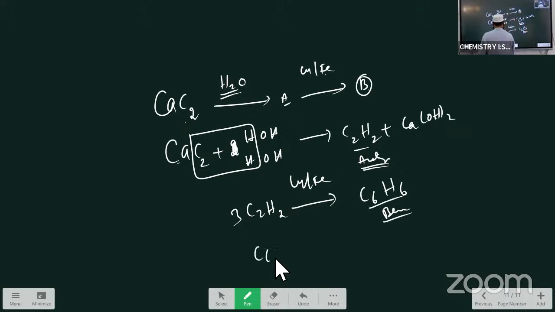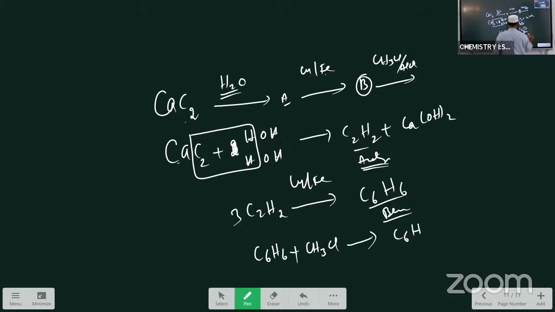Then when benzene C6H6 is treated with CH3Cl in the presence of AlCl3, what product is formed? From C6H6 I remove one hydrogen, writing C6H5, and substitute CH3 on the benzene. We will get C6H5CH3, methyl benzene. So A is acetylene, B is benzene, and C is methyl benzene. These are the names of the compounds formed during this reaction.